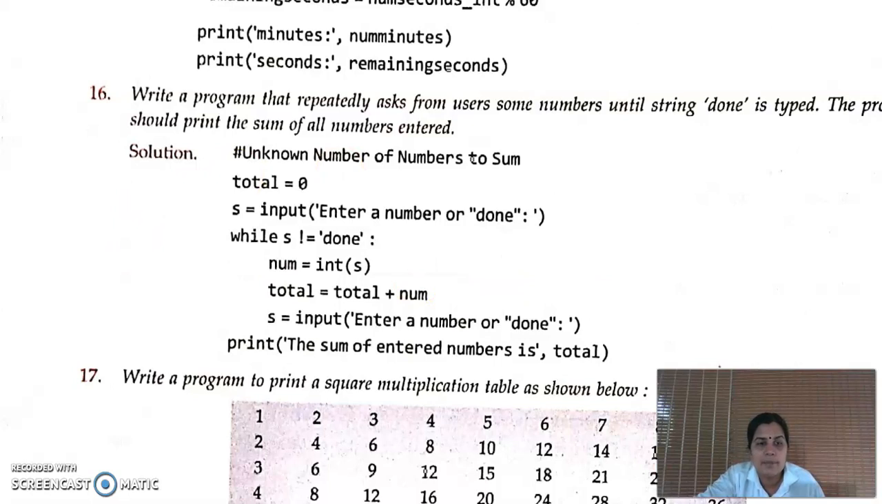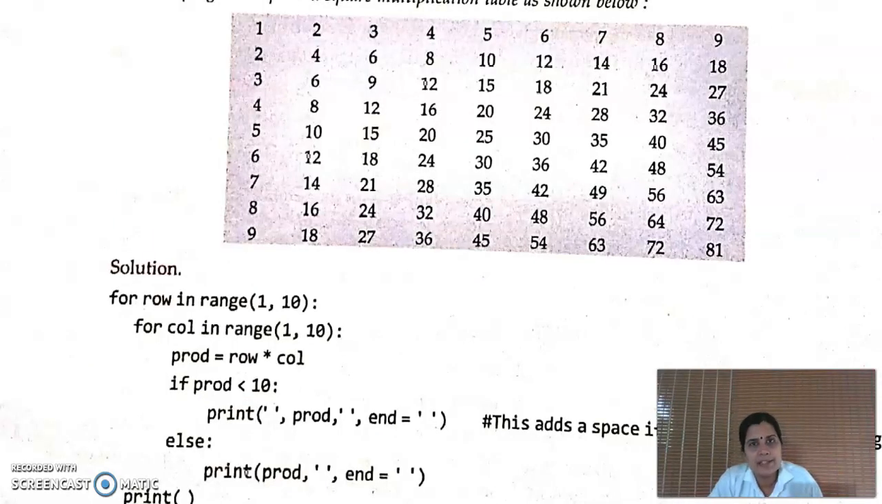That is the program. The next program is the square multiplication table. Square multiplication table means here there is a figure. To develop a square multiplication table, there are rows and columns. When we are using rows and columns, that means 2 dimensions are there, so we have to use 2 for loops. This is in the form of a 2-dimensional matrix, so we use 2 for loops. If it is 3-dimensional, we have to use 3 for loops, and so on.